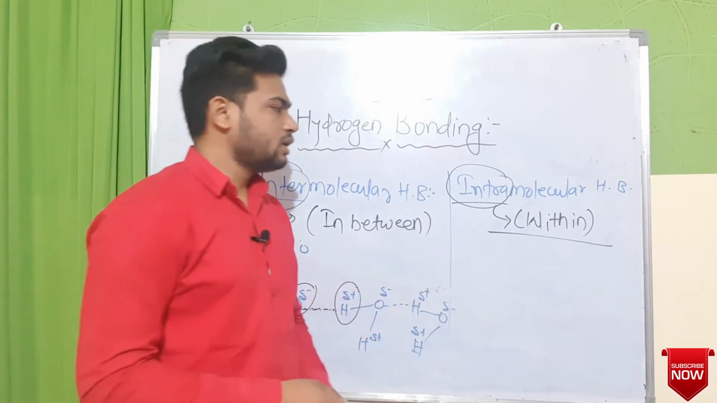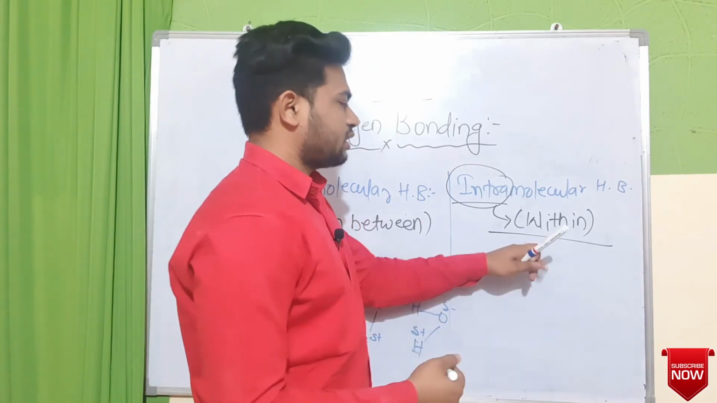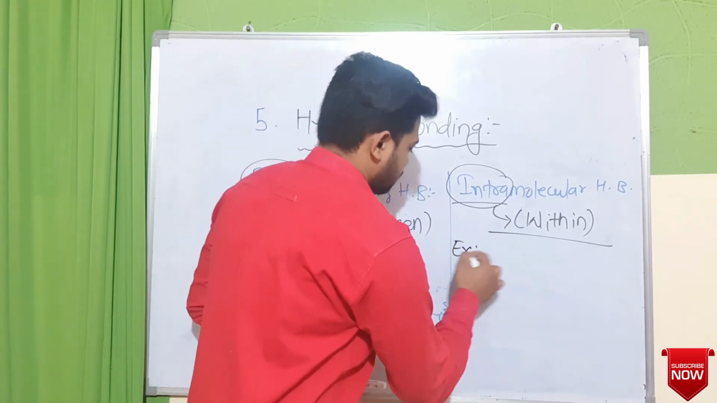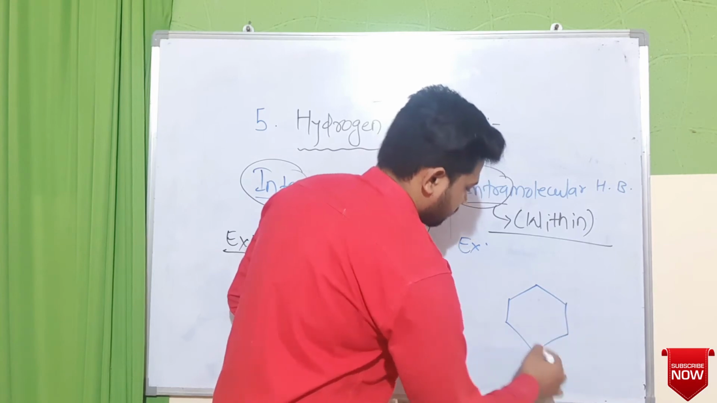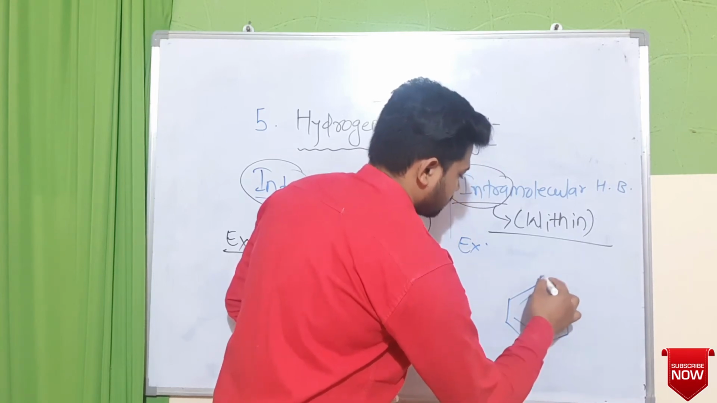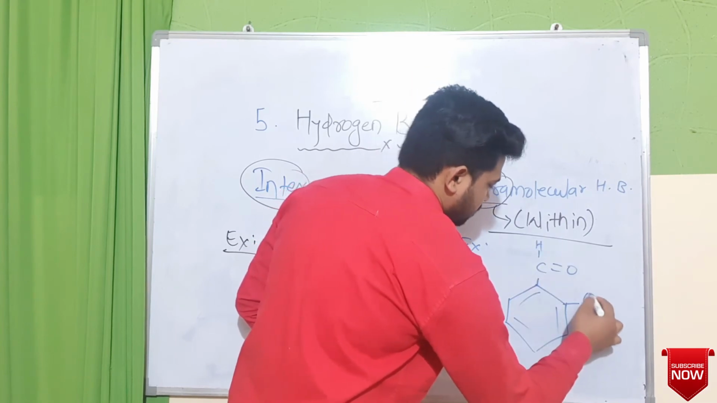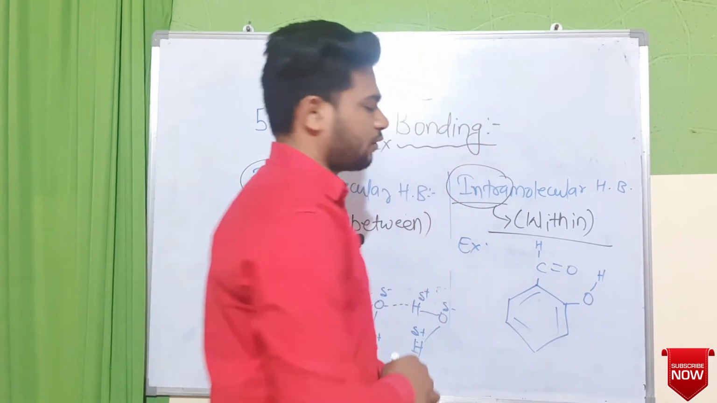Now we will go further to intramolecular hydrogen bonding. In this, the hydrogen bonding is present within the molecule. If we take an example of salicylaldehyde, in the molecule of this salicylaldehyde, this has a carbon double bond, this aldehyde group, and this oxygen and hydrogen. I will show it like this.